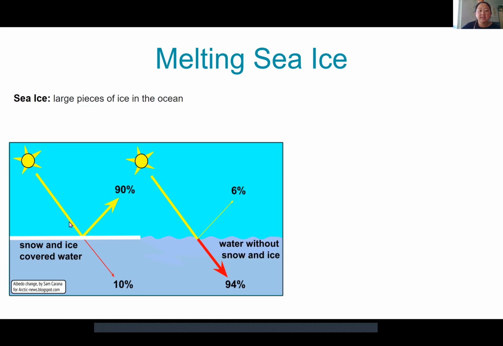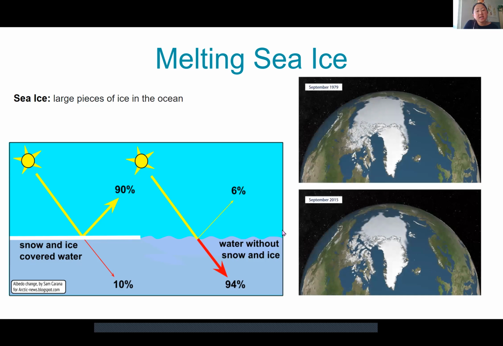So on sea ice, about 90% of the heat and the light is reflected back out of the atmosphere. So it has a large cooling effect for the Earth. Only about 10% of it is absorbed. Now, if you didn't have the ice there, you can see that 94% of the sun's energy is absorbed by the water, and only 6% is reflected. So that's a huge difference.